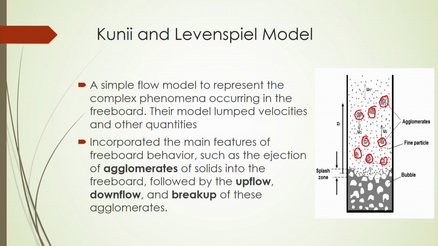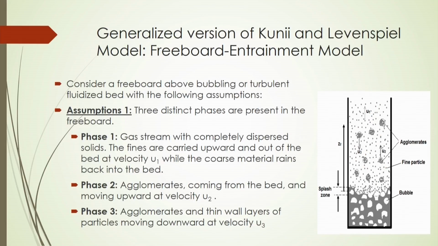Now, during that entrainment, some solid particles will make agglomerates, and these agglomerates will move here. Some solid particles will move downward, some will move upward, and some agglomerates will go downward because of their higher settling velocity. Based on this, they developed the model. Now, whenever they proposed this model, they considered a freeboard above the bubbling or turbulent fluidized bed with some assumptions.